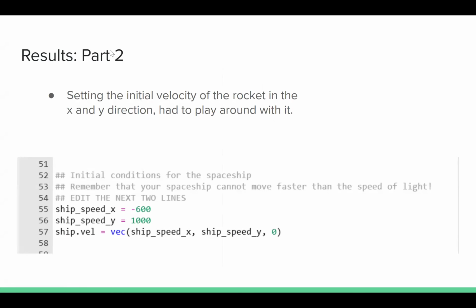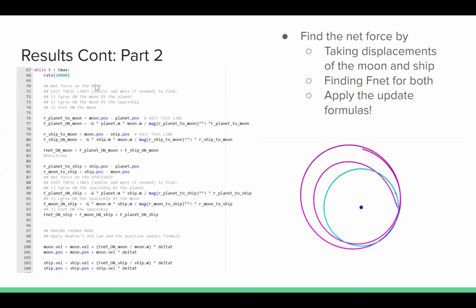The results for part two. The first thing was to initialize a little bit, but I actually did it kind of opposite. I did this at the end once I found out all my forces and whatnot, so I found that to be easier. But what we had to do was find the total forces by taking the displacements of the moon and ship. So we're looking at the forces acting on the ship and the forces acting on the moon, and we wanted to total those onto the F net on the moon and the F net on the ship. And so we got two different kinds of forces.